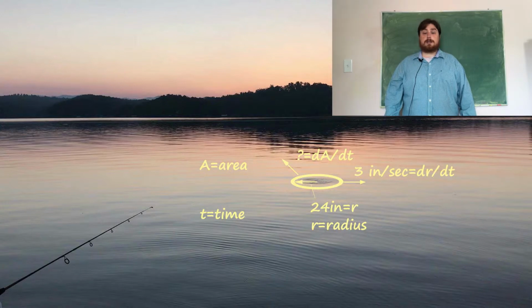Now the next thing we look at is we want to know the rate of change of area with respect to time. So that is, we want to know dA/dt. So the derivative of area, dA, with respect to time is dA/dt. That's what we're looking for, so I'm going to write that in as my question mark.